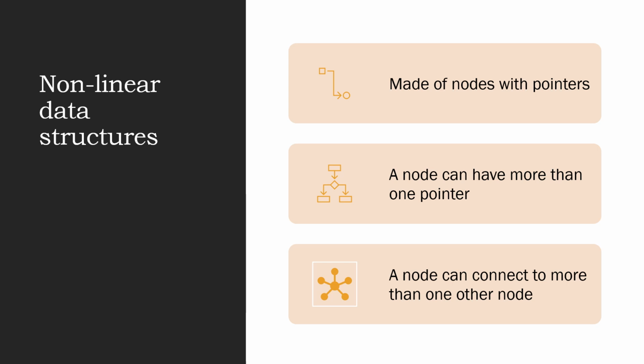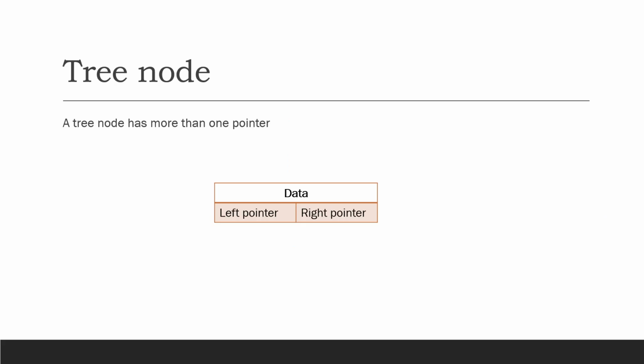Now, nonlinear data structures are our next topic. Nonlinear data structures are still made of nodes, but the nodes can have more than one pointer, so you can have more complicated structures, and each node can join up to multiple other nodes. So a tree node is like that.